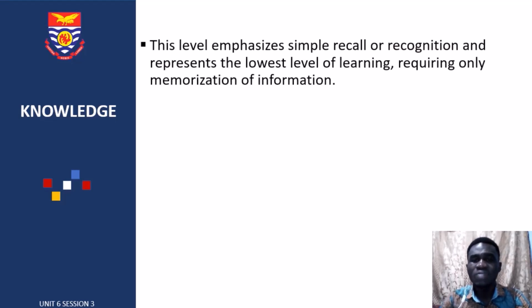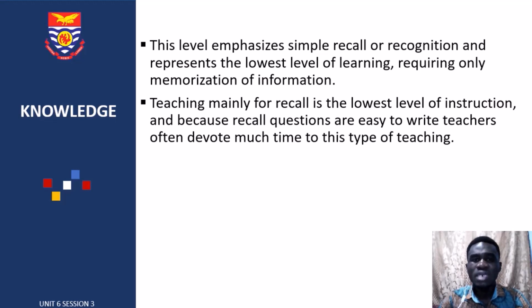So let's look at the first level of Bloom's taxonomy. The first level, which is knowledge, is the lowest level on the ladder, as we saw in the diagram of Bloom's taxonomy. This level emphasizes simple recall or recognition and represents the lowest level of learning, requiring only memorization of information. Teaching mainly for recall is the lowest level of instruction, and because recall questions are easy to write, teachers often devote much time to this type of teaching.